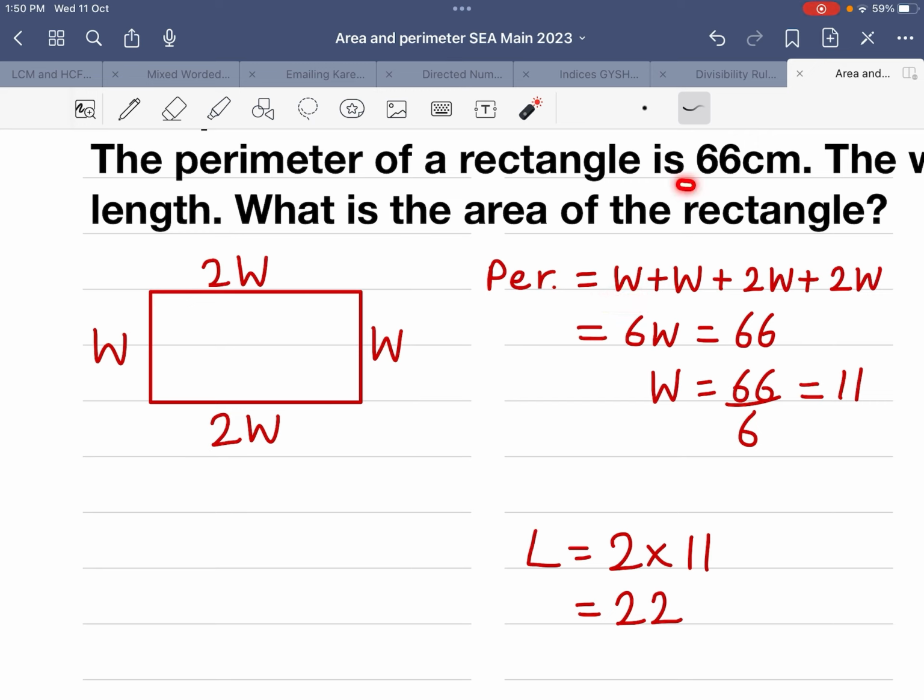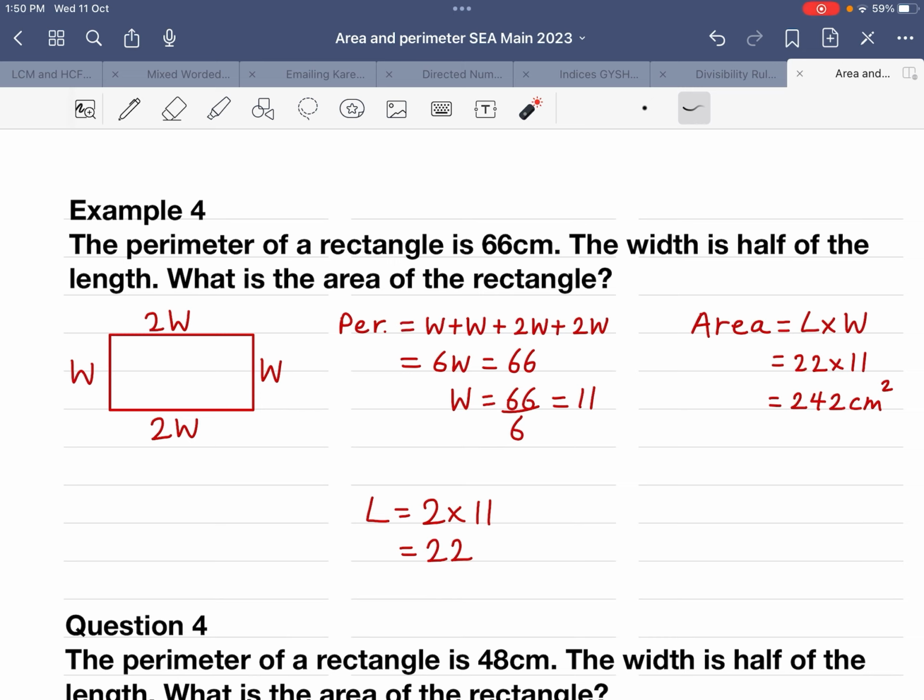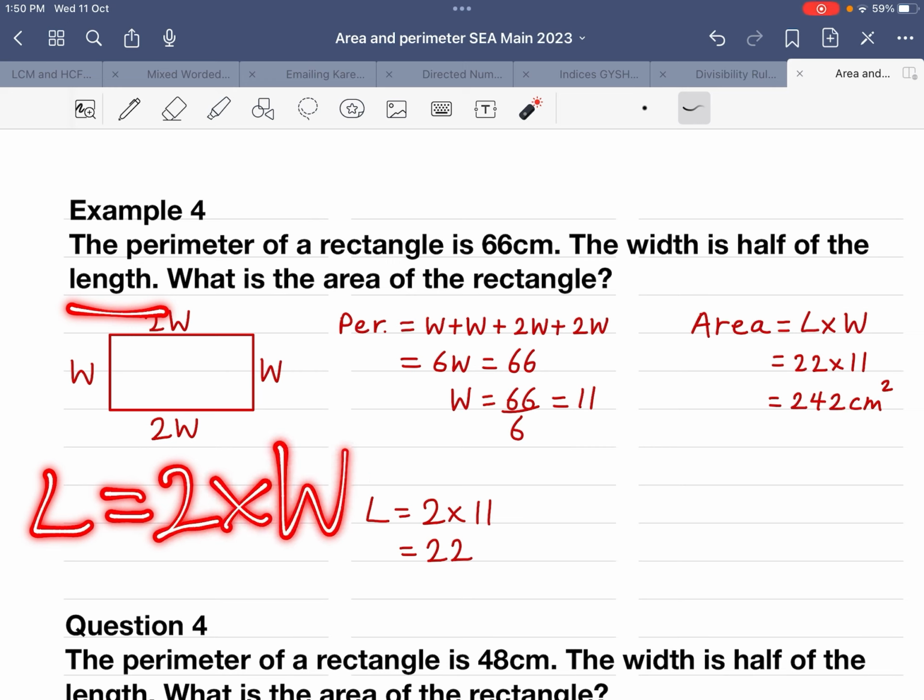And we know that this is equal to 66. So 6 w's is equal to 66. So w, or the width, is equal to 66 divided by 6, which is equal to 11. So what is the length? We know that they told us before. The width is half of the length, or in other words, the length is twice as much as the width. That's another way we can state the same information.